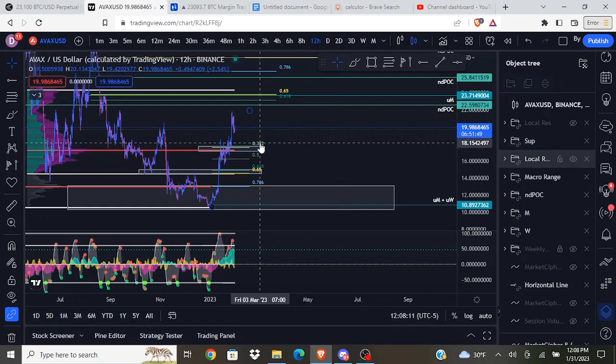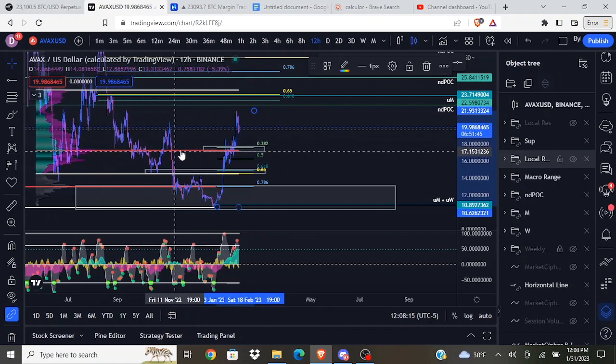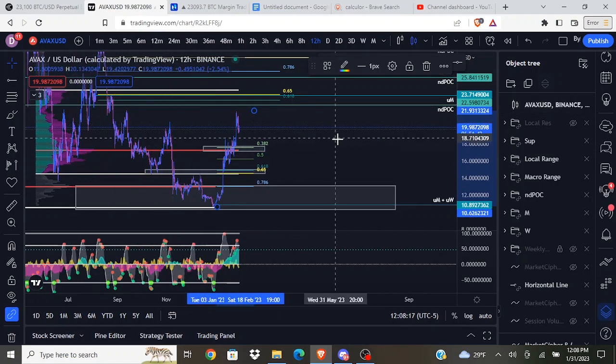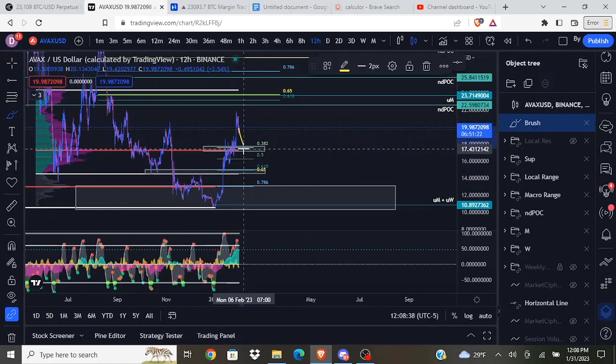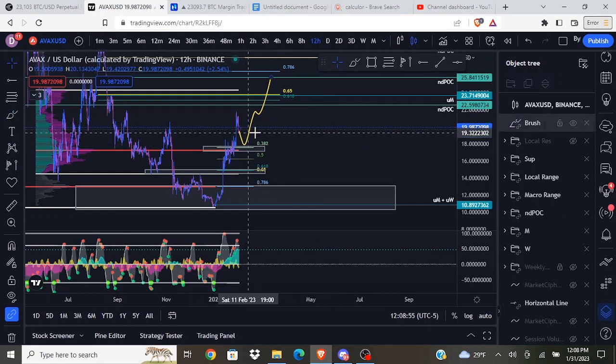So first off, the 382 of this whole move is coming in right around the point of control of this local range. And if this is going to be a strong uptrend, if we're going to see a continued uptrend here, then a bounce off the 382 would sort of back up that theory, as well as us holding the point of control now that we're above it. That would be more of a bullish case, I'd say, if we see a bounce from there.